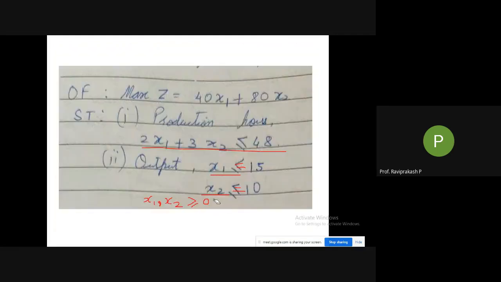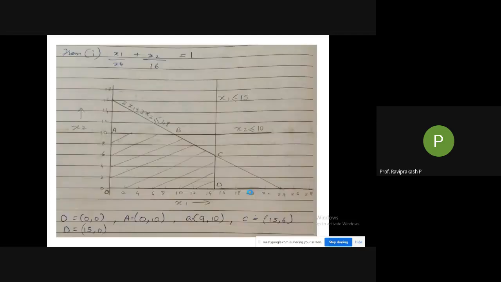Similarly, I'll go back. Next one is x2 equal to 10. x2 is the y-axis, so at 10, draw a horizontal line. First, drawing the line is important. Draw all the lines and mark the equations, for what particular equation you have taken it. Then you should focus on whether it is greater than or equal to, or less than or equal to. In this case, it is less than or equal to 48.